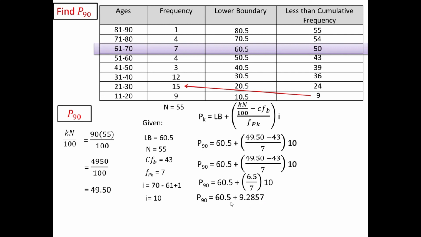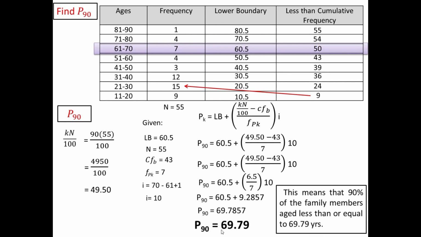Final step, add mo na lang. So 60.5 plus 9.2857, ang answer natin ay 90th percentile equals 69.7857. Ang kukunin lang natin ay 2 decimal places. So 8 to, dahil 5 yung sinundan, magiging 9. Our final answer therefore is 69.79. The 90th percentile is 69.79.